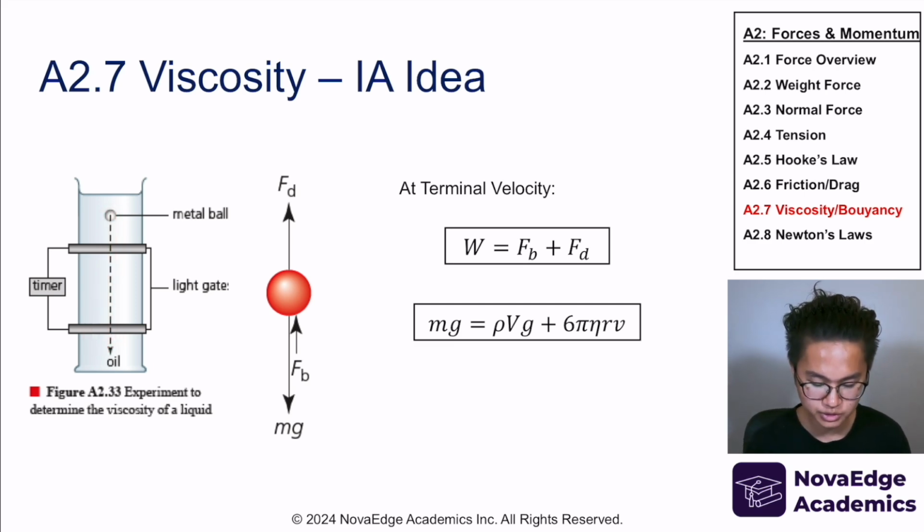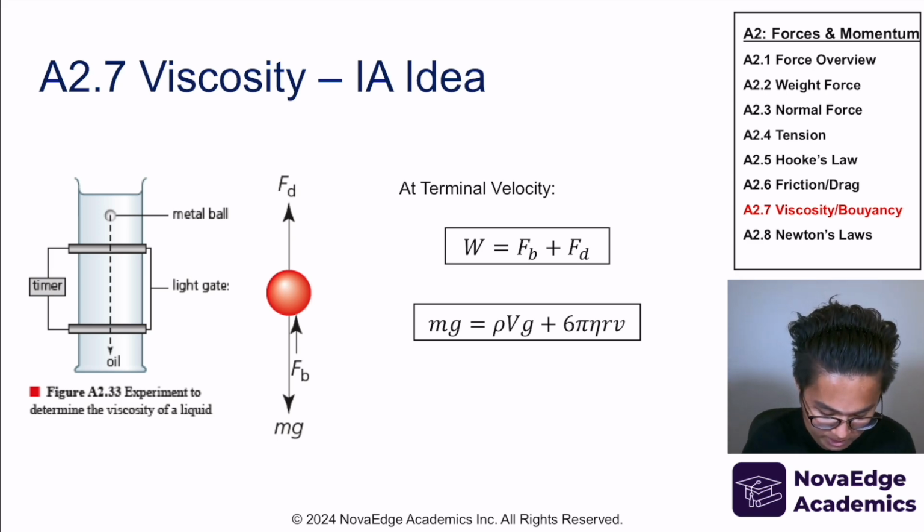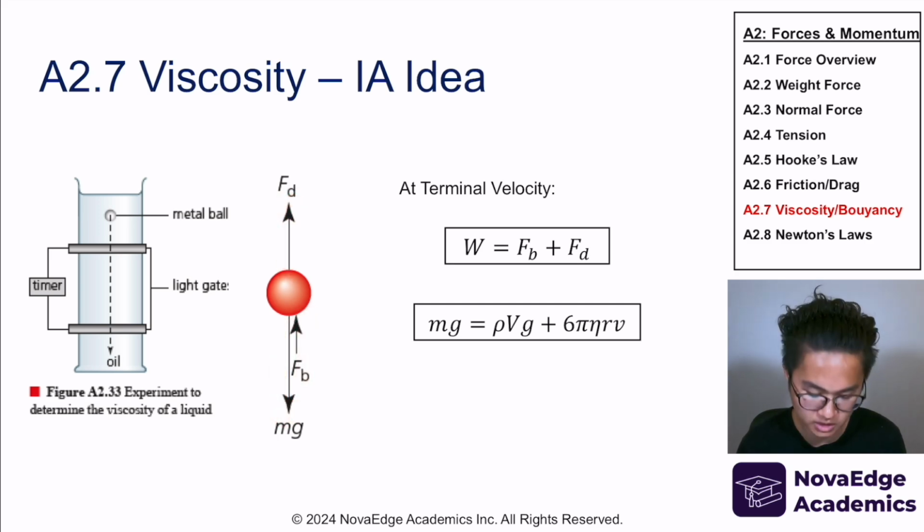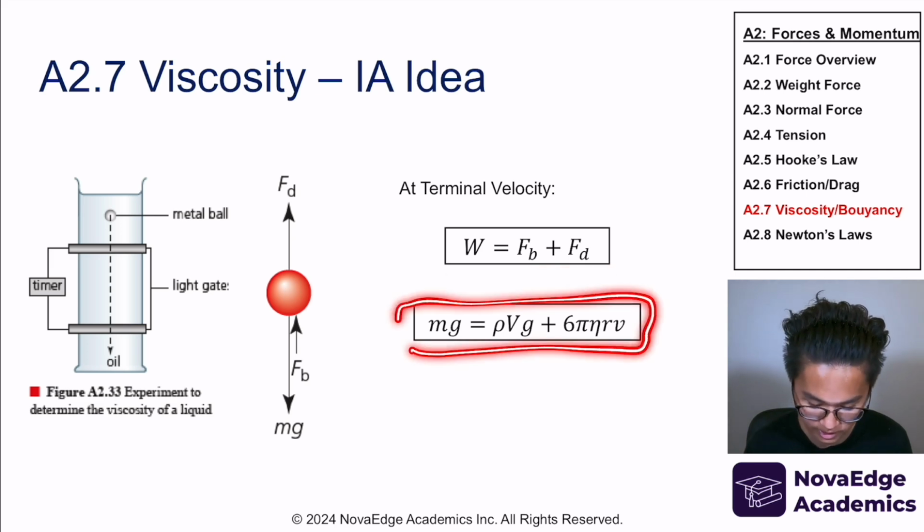At one point, we're going to reach something called terminal velocity. If you don't know what it is, check the previous video. But remember that at terminal velocity, we actually have net force equals 0. What does that mean? Well, the ball has weight, drag, and buoyancy force all acting at the same time. That means they cancel each other out, which means W has to be equal to buoyancy plus drag. So these are the equations that we have.